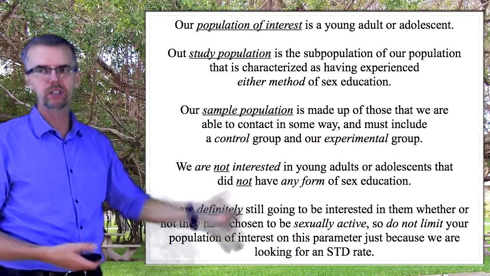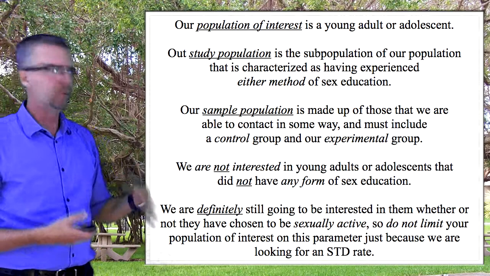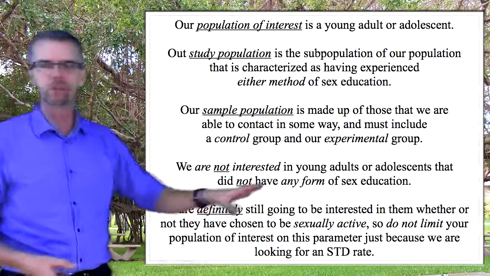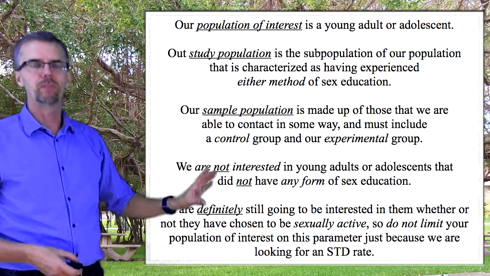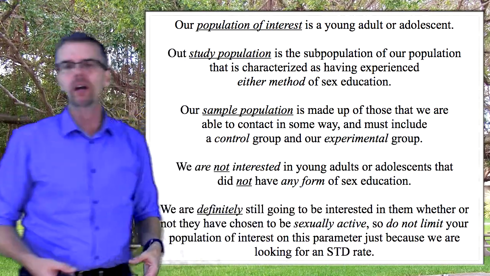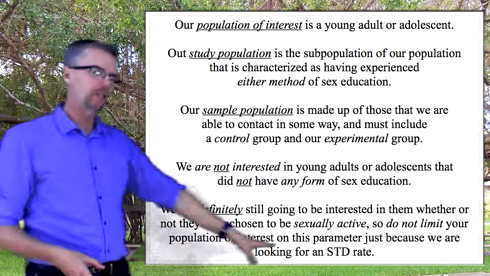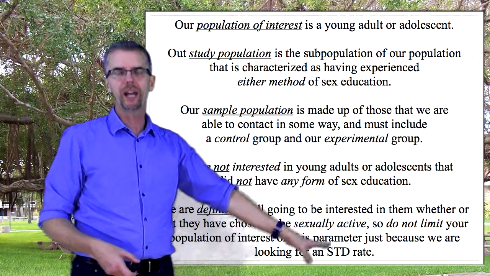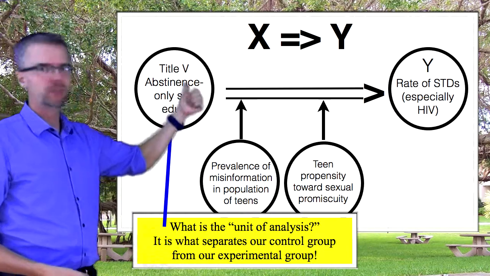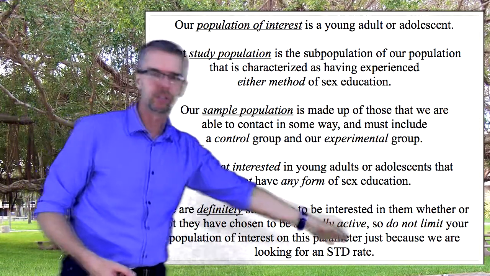And we are definitely still going to be interested in them whether or not they've chosen to be sexually active. So when you're identifying your population, don't go into the idea that we're only looking at sexually active adolescents or young adults, because the target of abstinence-only education was to ensure that they not enter into sexual activity, and that is definitely a way that's going to protect them from getting a sexually transmitted disease. So we need them in our study. Whether or not they were sexually active is not going to determine whether they're in our study population. So the unit of analysis here for your independent variable I've already talked about. It is what separates our control group from our experimental group.